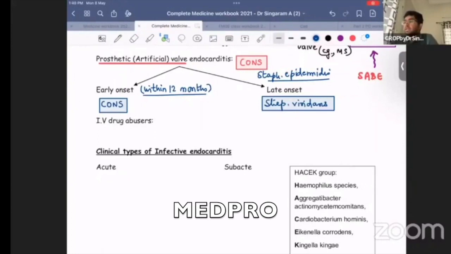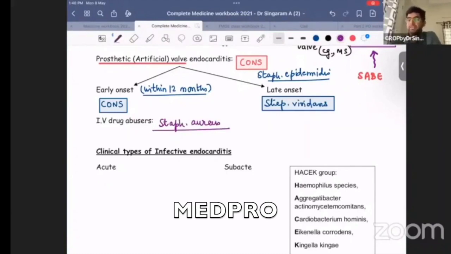Last one, in an IV drug abuser. Any comments? Anybody wants to comment on this? In an IV drug abuser, the commonest cause is Staphylococcus aureus. That's the point. Staph aureus. Right? Staphylococcus aureus for IV drug abusers.